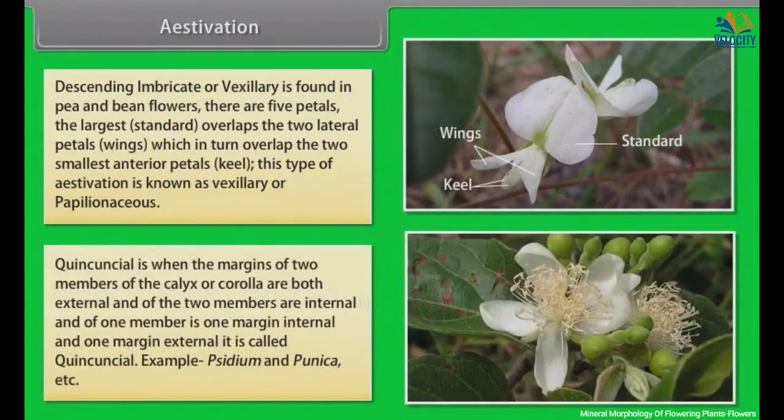Quincuncial is when, of the 5 members of the calyx or corolla, 2 members have both margins external, 2 members have both margins internal, and of the one remaining member, one margin is internal and one margin is external. Then it is called quincuncial. Example, Psidium and Punica, etc.